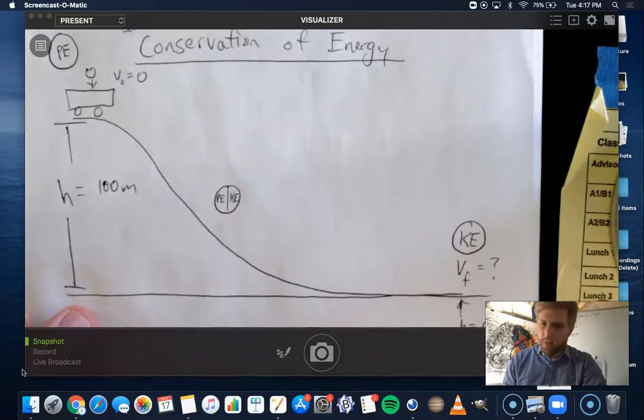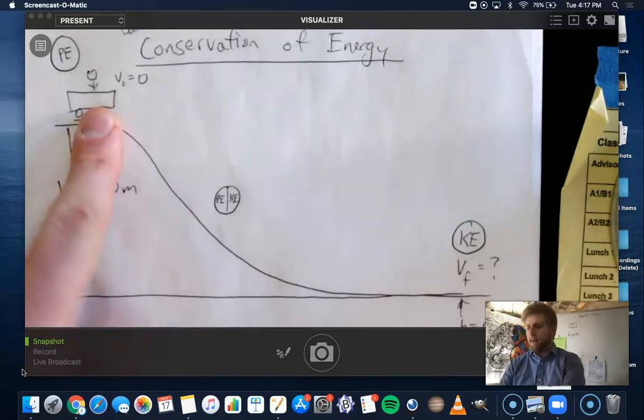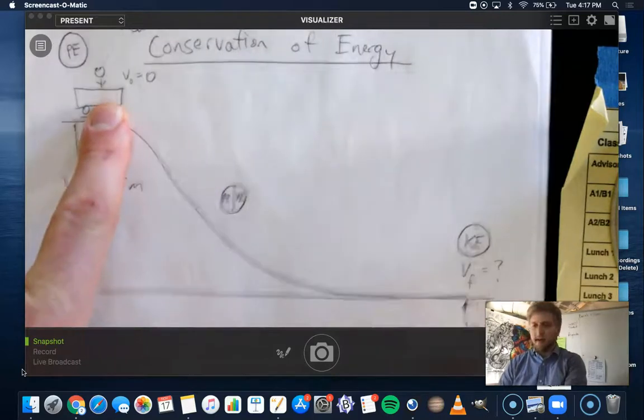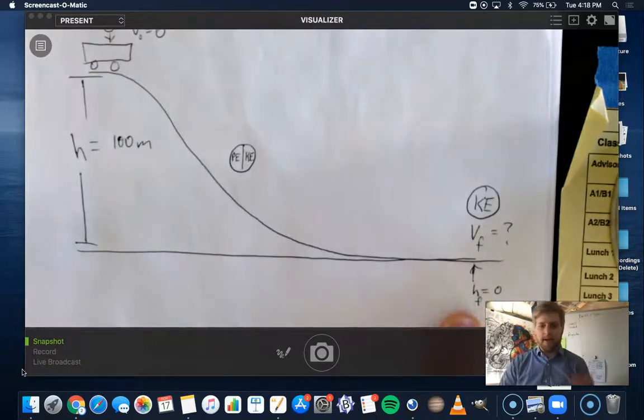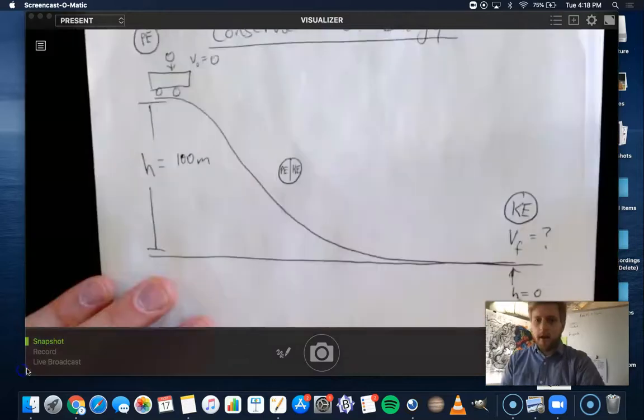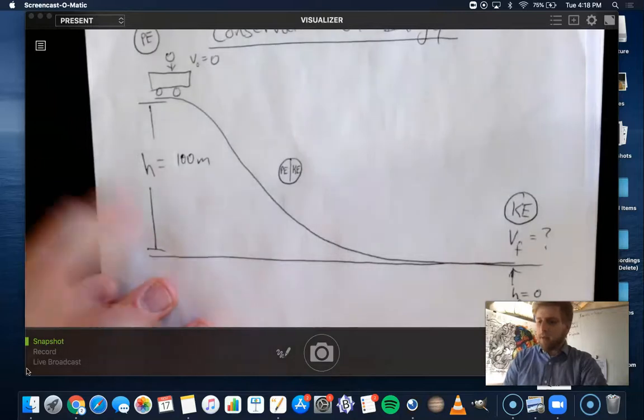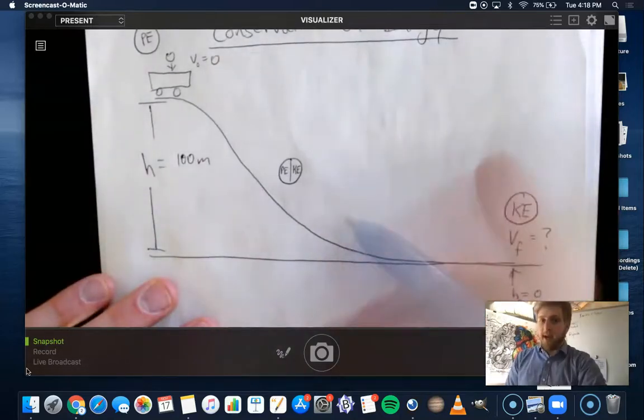Here, though, I just want to go back to basics and make sure we're able to do it for the simplest case. We start up here, we end down here. We've picked the bottom as our reference point of height equals 0. So how do we go about finding the final speed? Like many problems, we've drawn a picture. Let's start with our base equation.